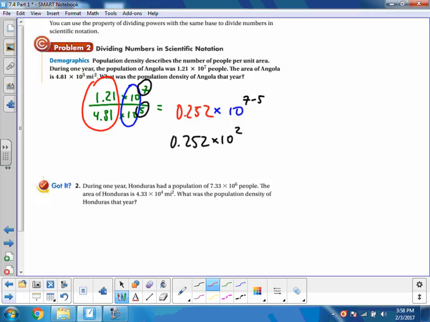But this number right here is not between 1 and 10, so I've got to change it. So I'm going to move it over. So now it's 2.52. Now it's between 1 and 10 times 10. And I've got to change my exponent. When I move to the right, I drop it down 1. So when I move my decimal to the right, my exponent drops down 1. So this is my answer.